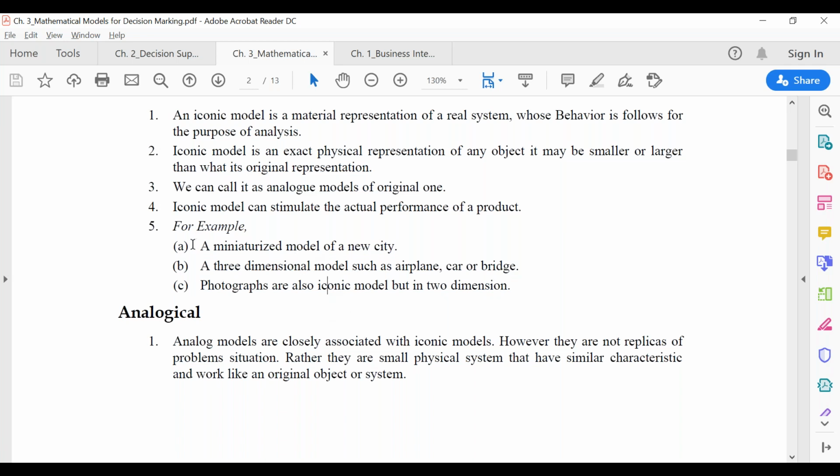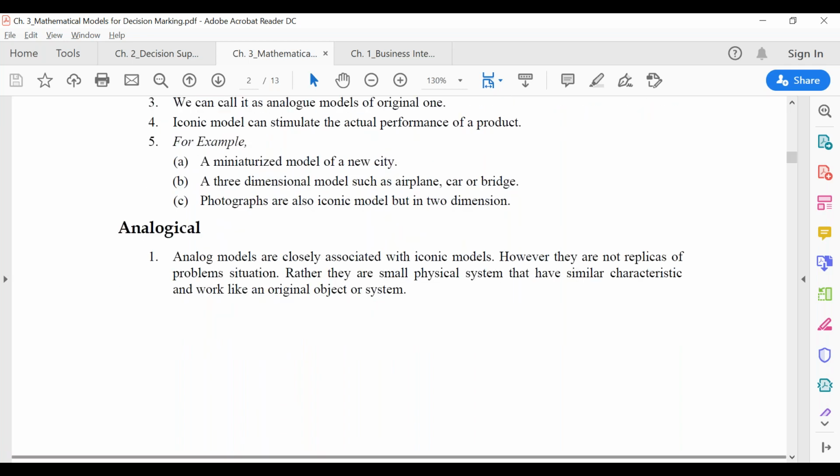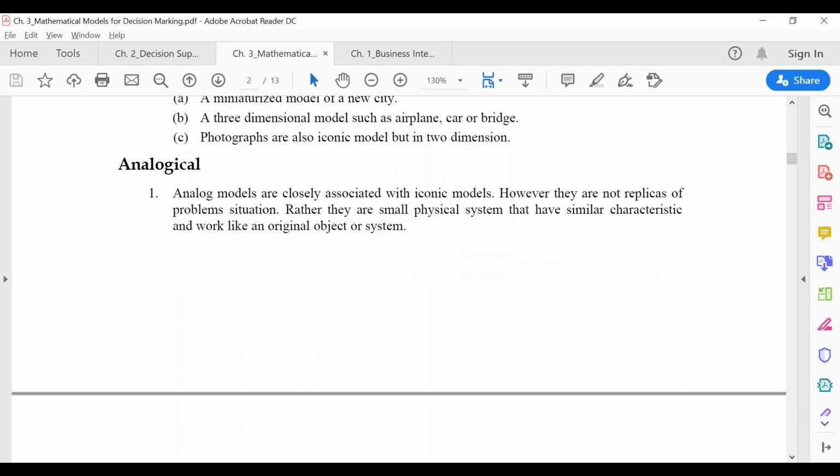A model of a city, a miniature city, or the architecture of a building, these are called iconic models. Even these are models which give you decision making. For example, if you want to buy a house, you look at the building model. Okay, so we call these iconic models.